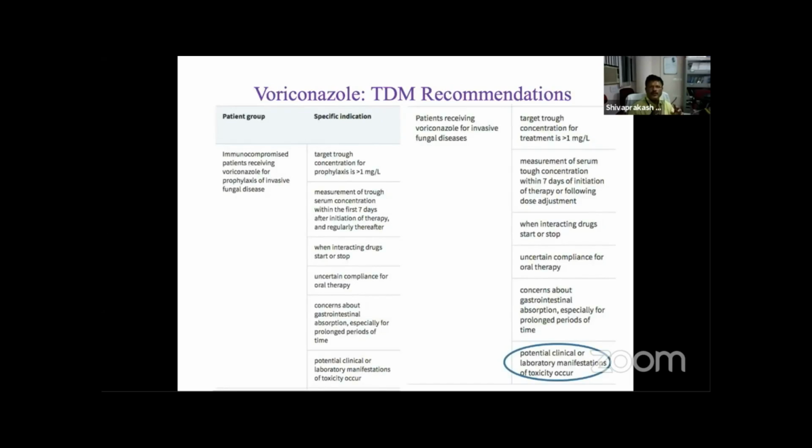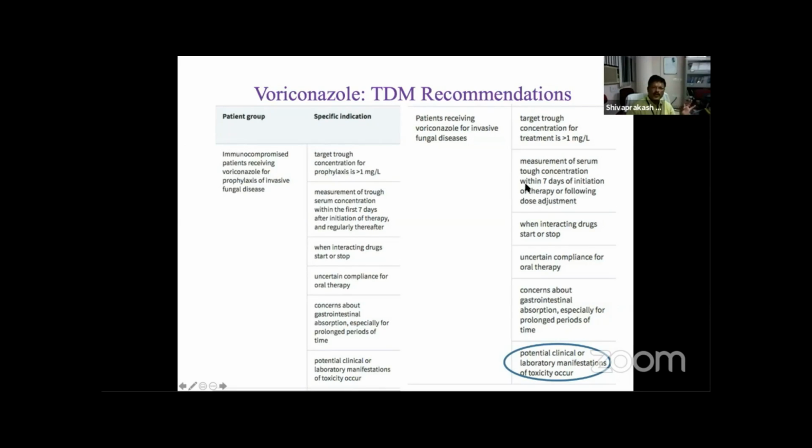Voriconazole can be used both for prophylaxis as well as for treatment. The TDM value should be more than 1 milligram per liter, the trough value, whatever you are determining. The maximum limit is about more than 6, which you consider toxic, and then you need to reduce the doses. And for treatment, again, measurement of serum trough concentration should be done.